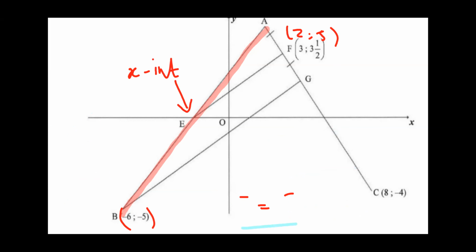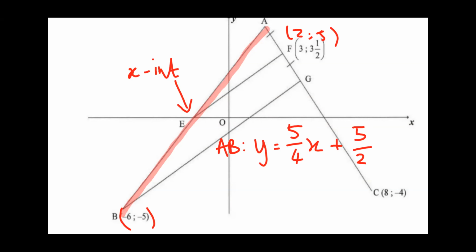Right, so we actually now have the equation of line AB. Okay, let me just write it out. The equation for line AB is y equals 5 over 4 x plus 5 over 2. Okay, I now need to make y 0 because I'm trying to work out the x-intercept. So I need to make y 0.